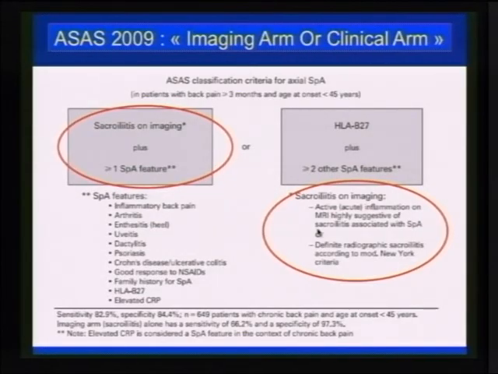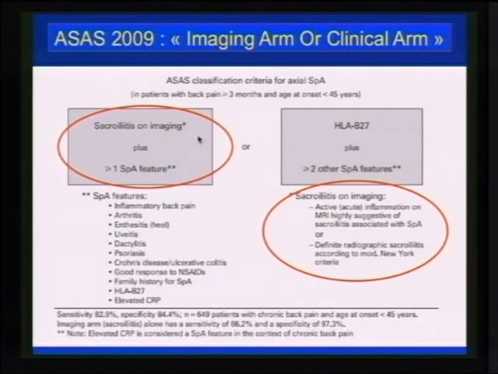This is a conclusion of what the rheumatological people are believing in, and we should go with them as a matter of fact. If you have a patient who has low back pain for more than 3 months, and the pain onset began before the age of 45, so 3 months of low back pain, age less than 45 years, if he has sacroiliitis on imaging, plus one of these spondyloarthritis features, he has spondyloarthritis, full stop. If you don't have any imaging techniques, and this patient is HLA-B27 positive, plus two features of spondyloarthritis, this is positive for spondyloarthritis.